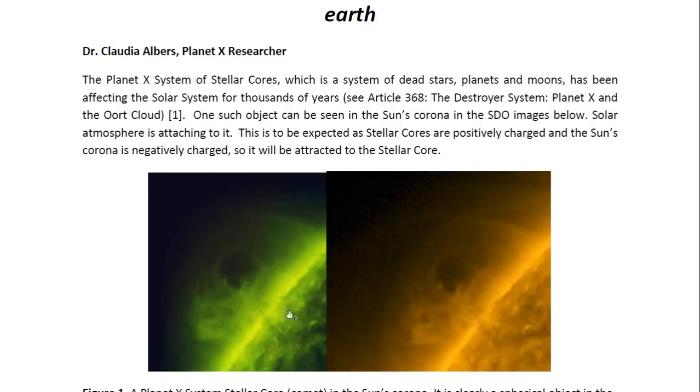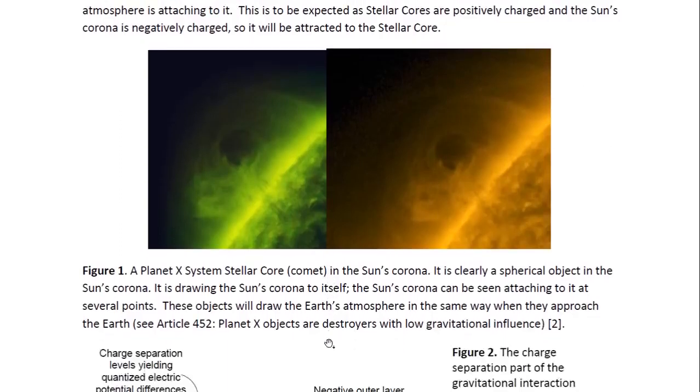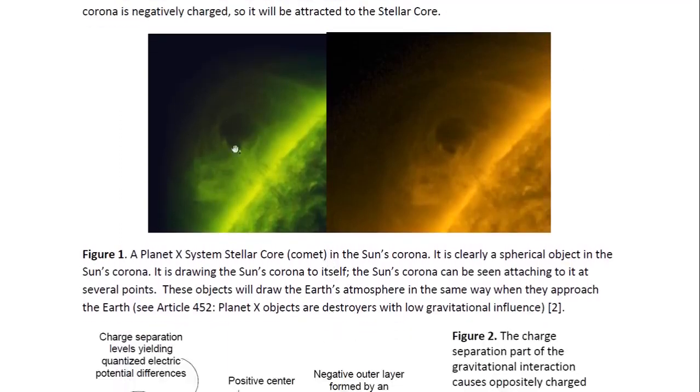And of course, this is to be expected as stellar cores are positively charged and the sun's corona is negatively charged. So it will be attracted to the stellar core. The sun's corona will be attracted to it. So you have a positively charged object, and of course, the sun's corona is negatively charged. And as you can see, it's a perfectly spherical object. It looks dark in the sun's corona. It seems to be drawing the sun's corona to itself.